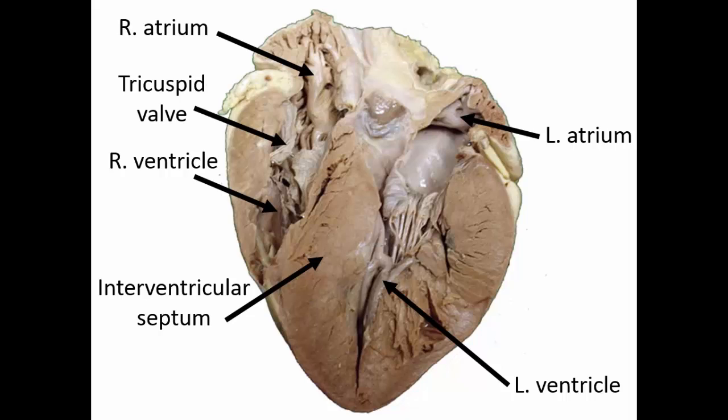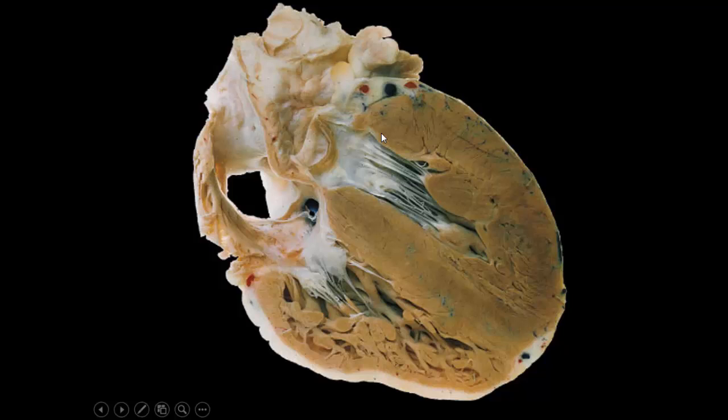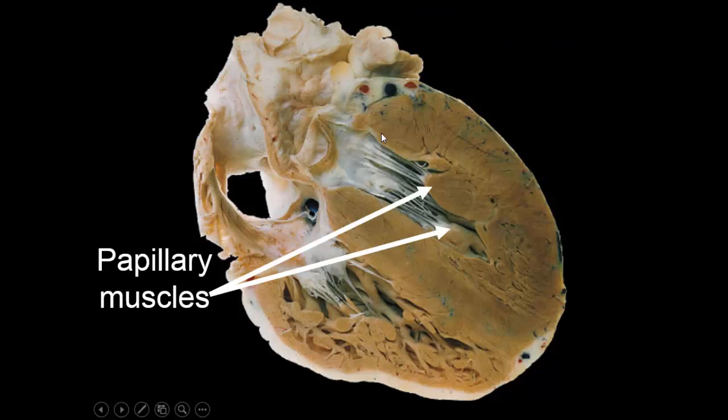Now the tricuspid valve over here on the right side of the heart, and the bicuspid valve over here. Here are some of those chordae tendineae. Because we have this vessel coming out of the left side of the heart, this is a remnant of the aorta. So this little flap right here is part of the aortic semilunar valve. Here's the tricuspid valve, and here's the bicuspid valve. There's the chordae tendineae and the papillary muscles.